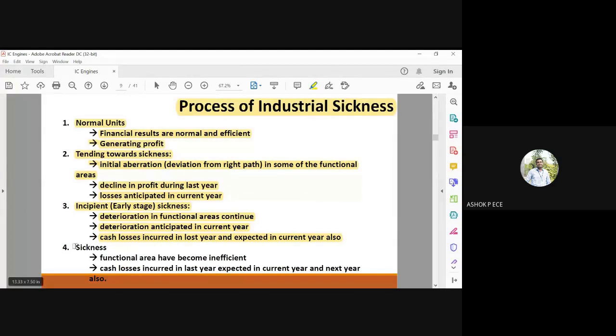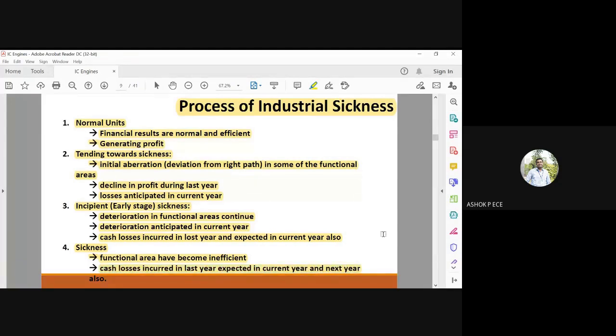Finally, the unit becomes completely sick. The functional area has become inefficient. So see, the second point is initial deviation from the right path. Third one, deviation very strong. Fourth part, the functional area has become inefficient, so it is not fit for the company to use the current functional areas. Cash losses occurred in the last year, and are expected in the current year and next year also.